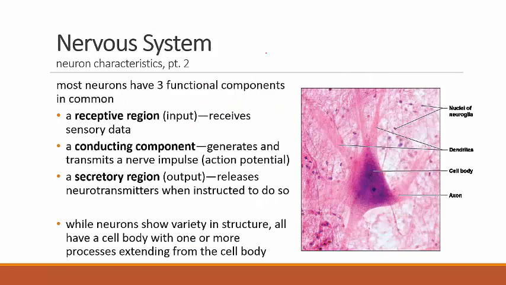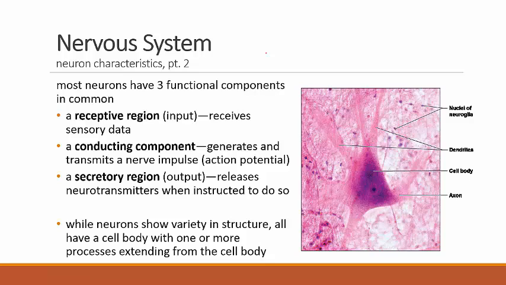So neurons have three functional components. They have a receptive region, a conducting portion, and a secretory region where output is released. The receptive region receives sensory or input data, in the form of chemical signals, usually, and sometimes mechanical signals as well. The conducting portion generates and then transmits an action potential, a nerve impulse. And at the output region of a neuron, there's a zone that releases neurotransmitters when instructed to do so, essentially when an action potential arrives at that secretory region. Then, in response, the neurotransmitters are released into the synaptic cleft.